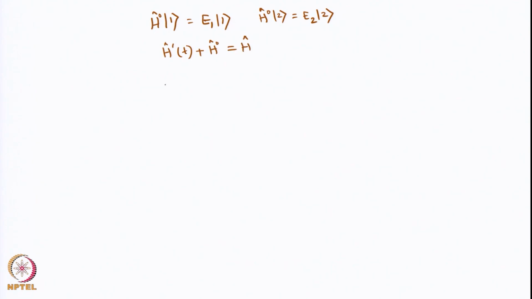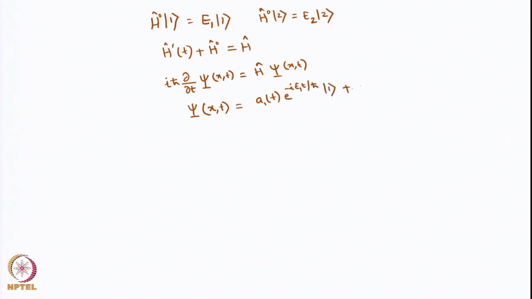And then we went about solving the Schrodinger equation i h bar d by dt of psi of x comma t is equal to H psi of x comma t, where psi of x comma t is given as a1 of t e to the power of minus i E1 t by h bar times psi 1 plus a2 of t e to the power of minus i E2 t by h bar times psi 2.